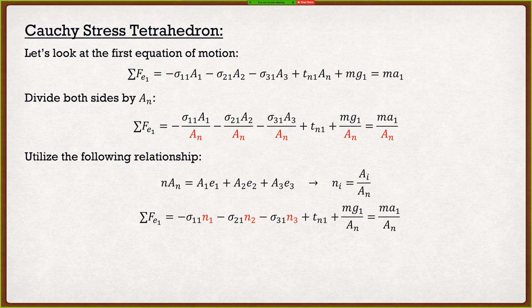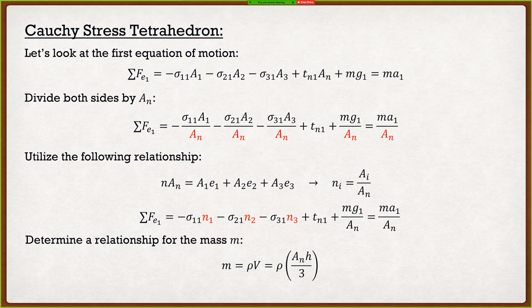What else can we do? Well, let's focus on this mass term. We have mass term in 2 of the terms. So we know that we can have a nice relationship for mass, where mass is simply the density multiplied by the volume. Now, since we're dealing with the tetrahedron, we know what the volume is going to be. It's going to be An times h, all divided by 3. And this is why we defined that h in the previous slide.